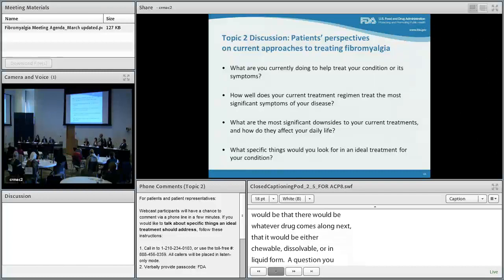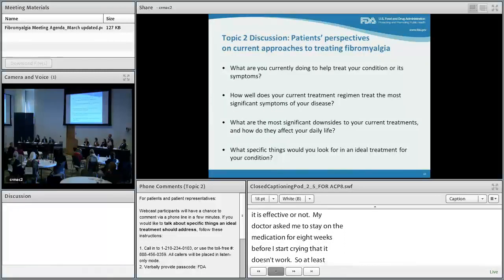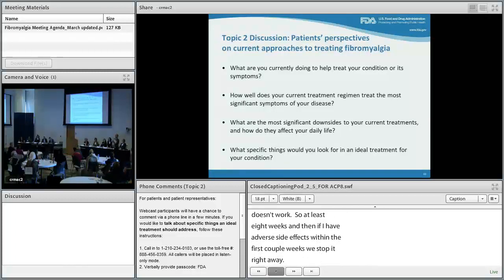And then a question you asked earlier about how long do you go before you find out if it's effective or not. My doctor asked me to stay on the medication for 8 weeks before I started crying that it doesn't work. So at least 8 weeks. And then if I have adverse side effects within the first couple of weeks, we stop it right away.